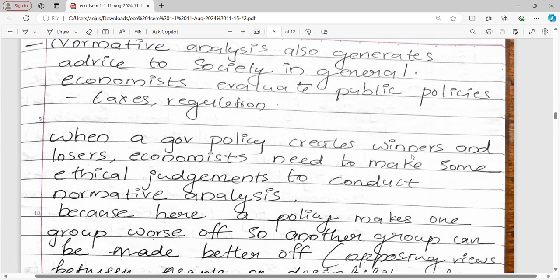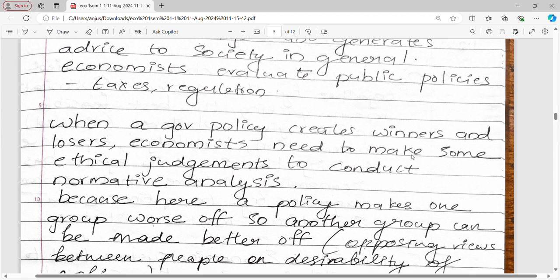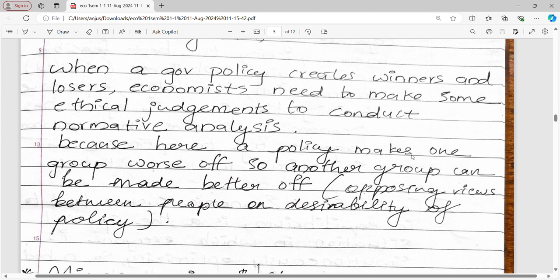Normative analysis also generates advice to society in general. Economists evaluate public policies, tax, regulations. That is, when a government policy is created, it creates both winners and losers. That is, when a law is passed, for what? For protecting a wetland. It can affect in 2 sides.